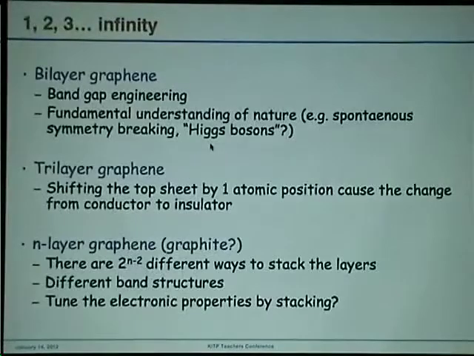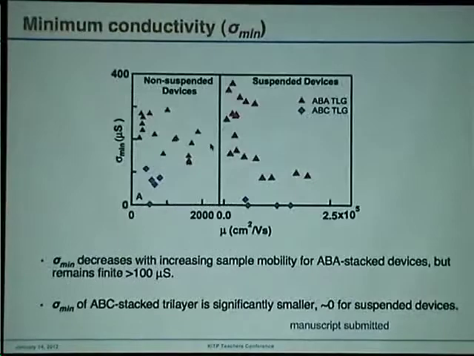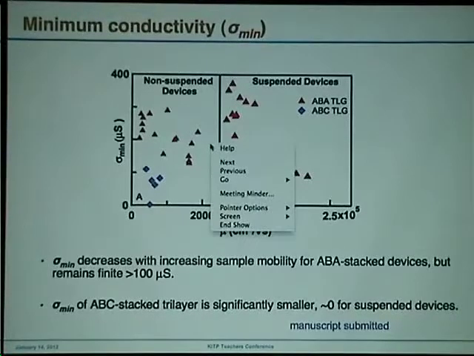Okay. Why stop at 2? Then we go for 3, 1, 2, 3, infinity. So trilayer graphene is actually interesting. Let me just go through this very quickly. This is another one of those accidental things we discovered when we started to measure trilayer graphene. This talks of conductivity as a function of mobility. Mobility roughly measures how clean the sample is, how well the electrons conduct.